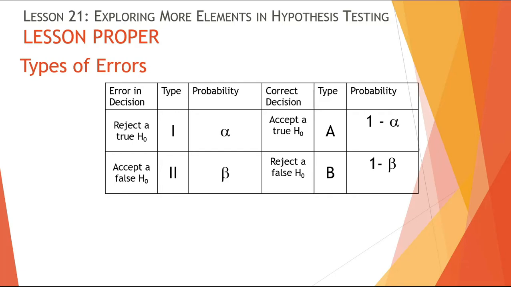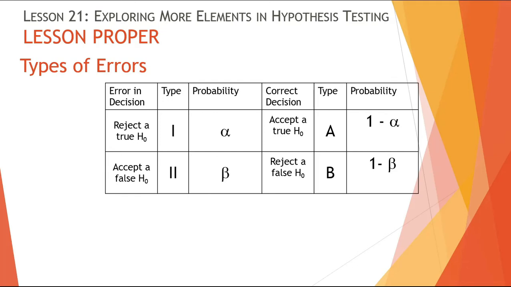Ayan. So, the error in decision, ito yun, di ba? We're committing a type 1 error when we reject a true null hypothesis. The probability of doing this is called alpha. Ayan. So, alpha. Of course, kaya nga tayo may margin of error. Dito natin yan ini-imply sa alpha.